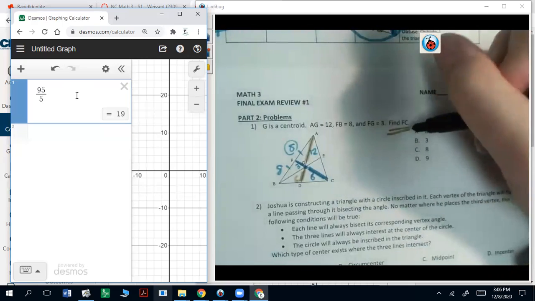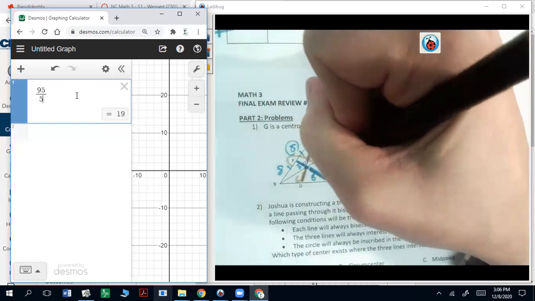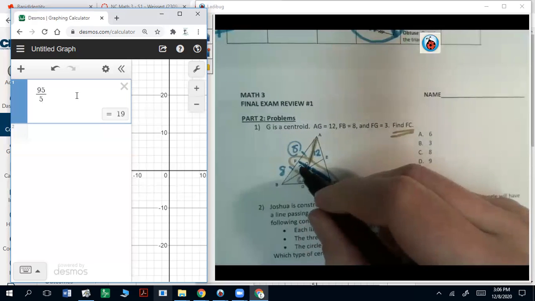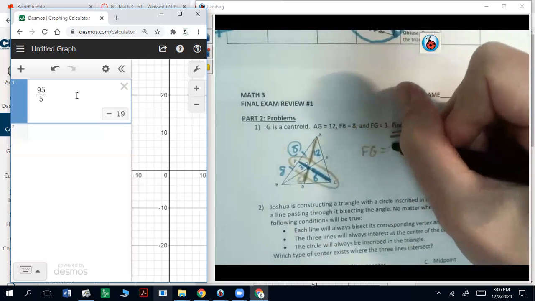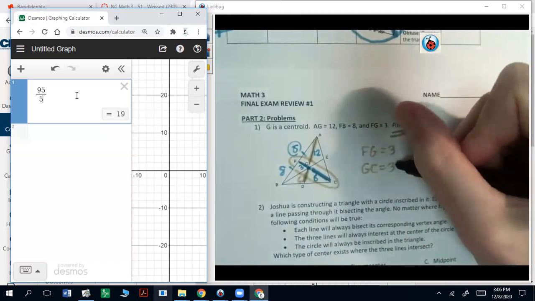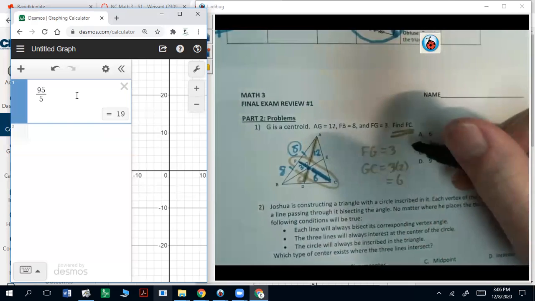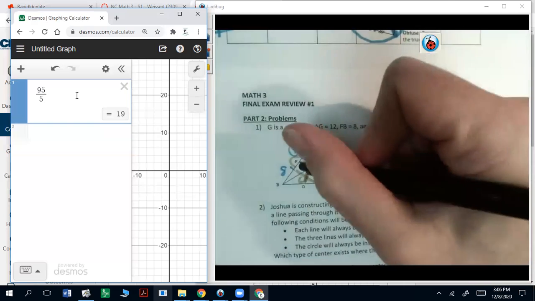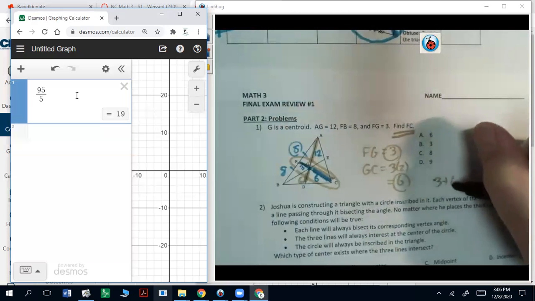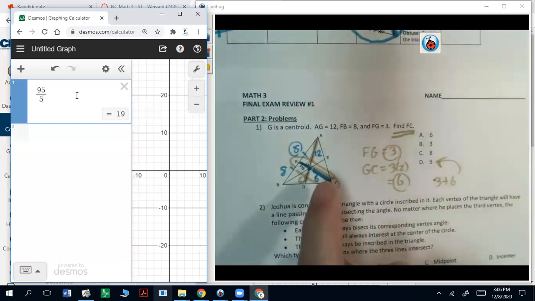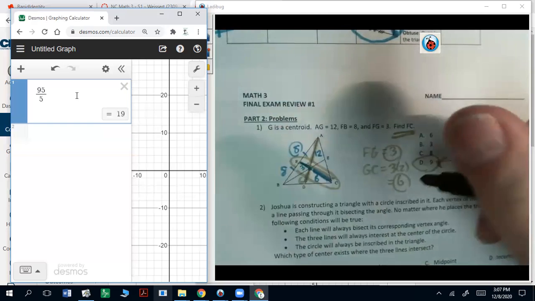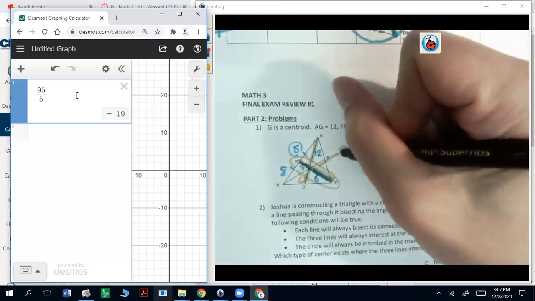So the question wants to know, what's the length of FC? FC is from here to there. So FC is composed of the segment FG, which is 3, and the segment GC, which is double that. So 3 times 2 is 6. We're going to add those two together. 3 plus 6 gives you the total length from F to C. So take your 3, double it, add it to the 3, and you get the total length. So F to C is 9.